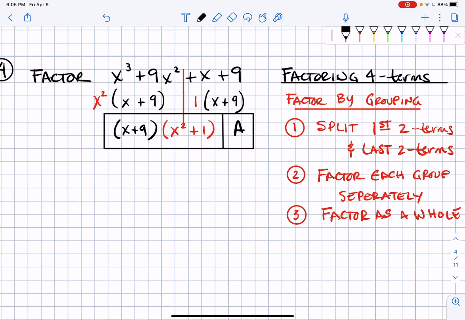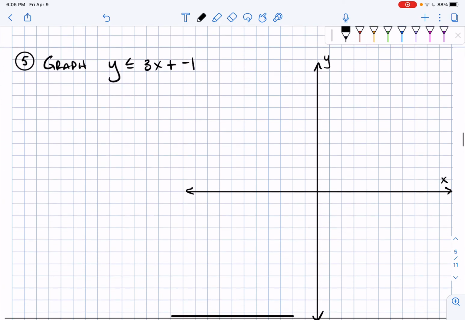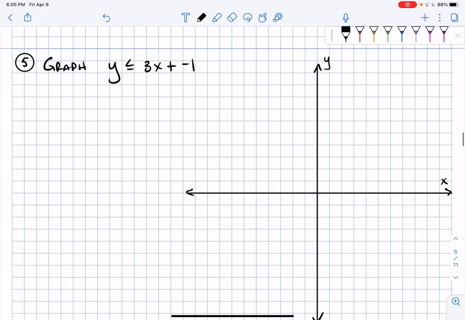There we go. All right, on to number 5. So I gotta graph this, and this is an inequality. In inequality, one of the things we talk about is the symbol here, right? So this symbol tells me what? Tells me that this is going to be a solid line, right? Because if it's less than or equal to or greater than or equal to, as long as there's that equal sign, that means that it's going to be a solid line.